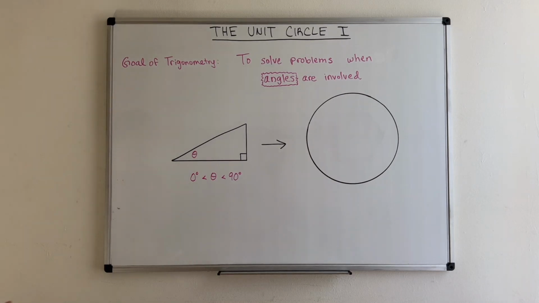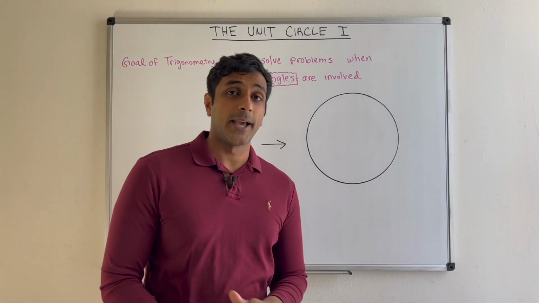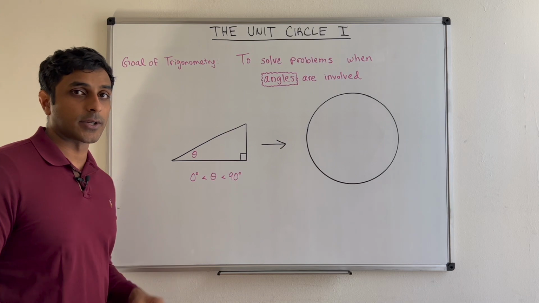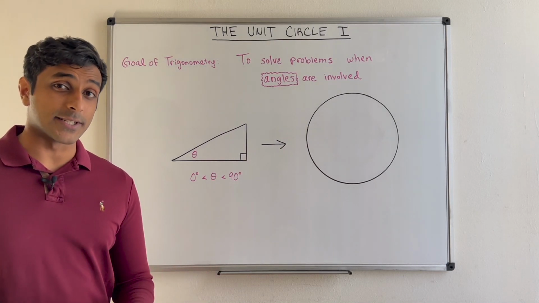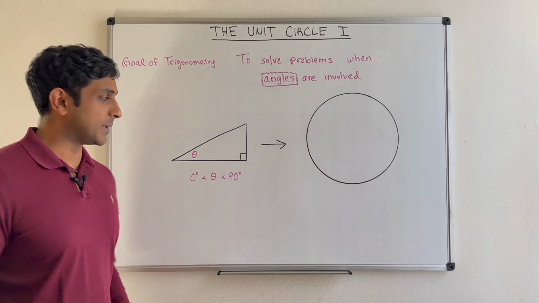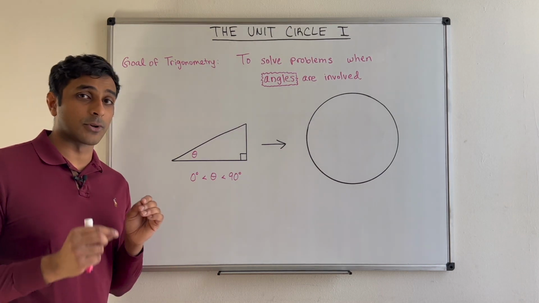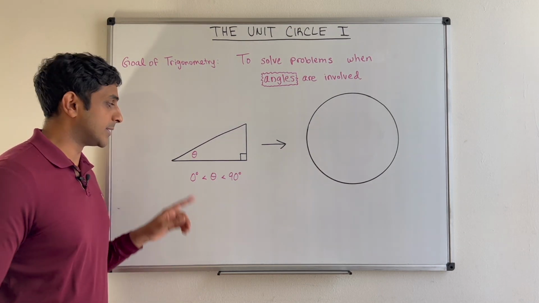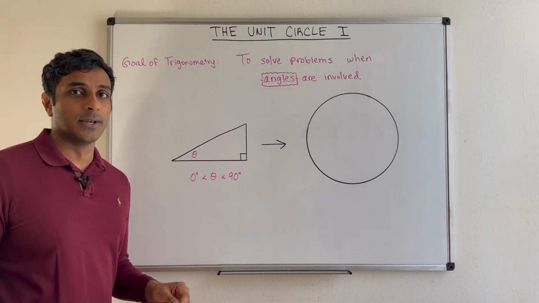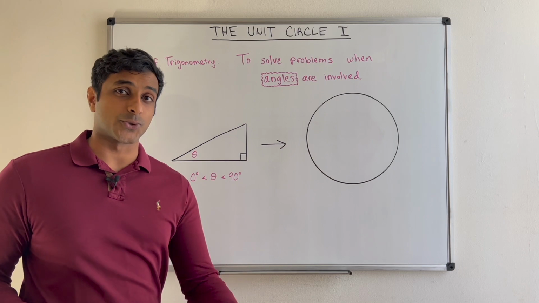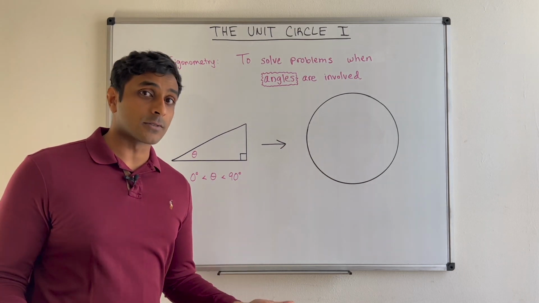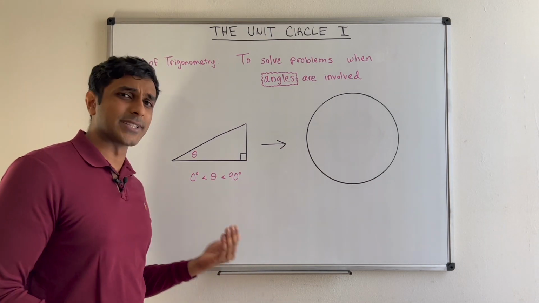Our entire concept of trigonometry so far has been totally based on the right triangle. And that has allowed us to solve some interesting problems, but at the end of the day, right triangles are limited because the types of angles that live inside them are acute. They have to be between 0 degrees and 90 degrees. But the whole goal of trigonometry is to solve problems when angles are involved. And there are way more angles out there than the angles between 0 degrees and 90 degrees.